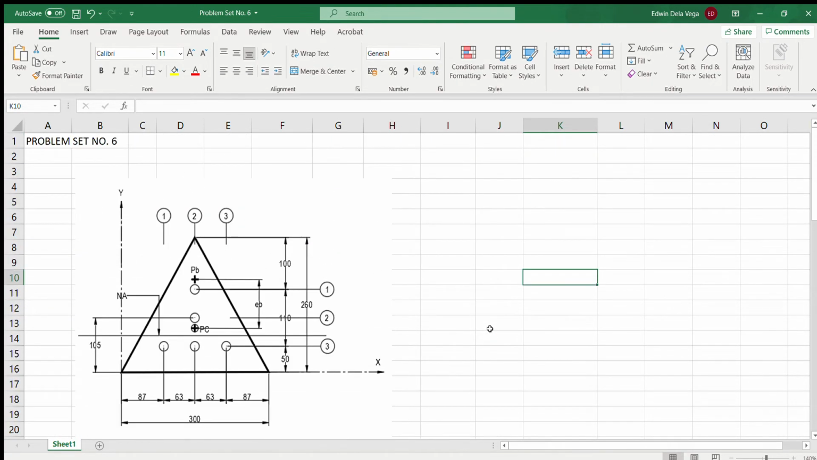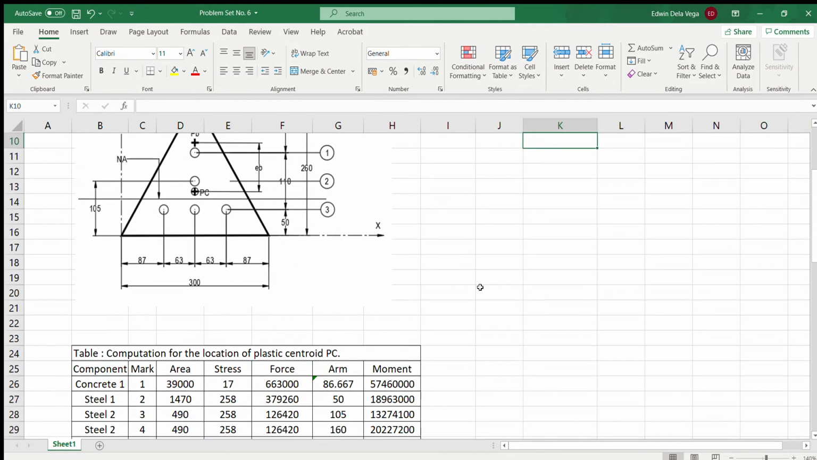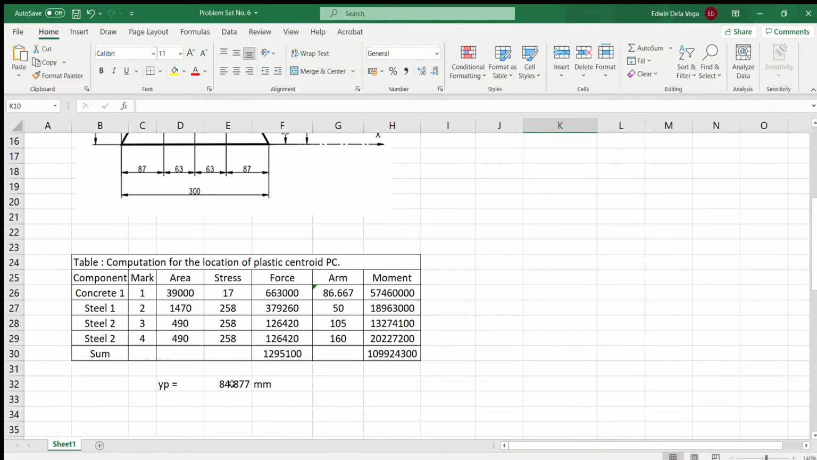Okay, so the first thing we have to take note of is to locate the plastic centroid. Have you located the plastic centroid? Ito ba yung nakuha niyo? YP? Yes po sir, same po. Okay, so good. So I will not discuss this anymore because this is easy to locate.